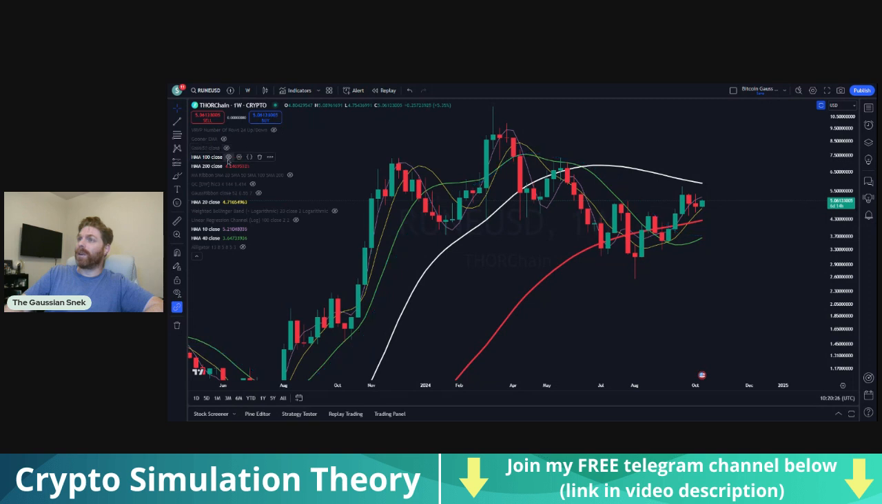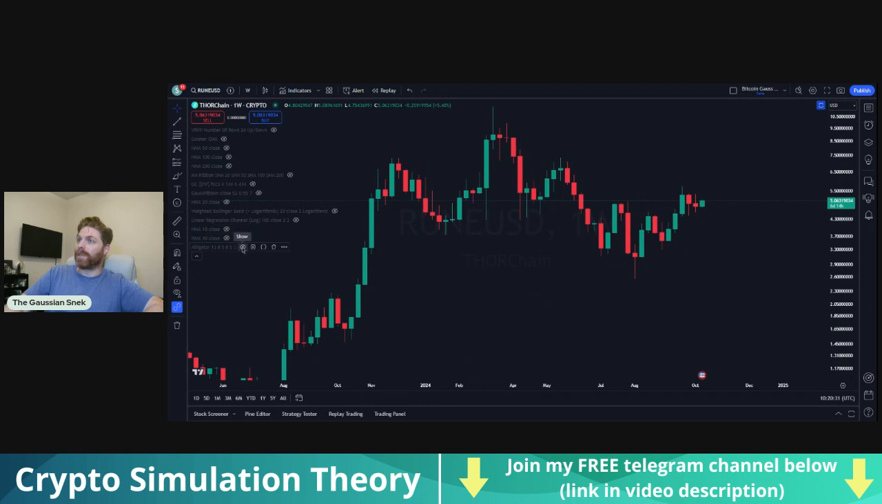Let's go ahead and throw on a Gaussian channel, take the HMAs off, and then let's also throw an alligator on. So the alligator looks like it's finally starting to wake up. The green is the lips, the red's the teeth, and the blue is the jaw. So we want to see green above red above blue to really confirm a sustained change in trend, because the alligator could just start sleeping. But with an inverse head and shoulders, this seems like upside is probably quite likely. So that's a good sign.